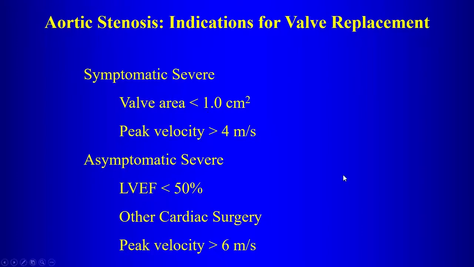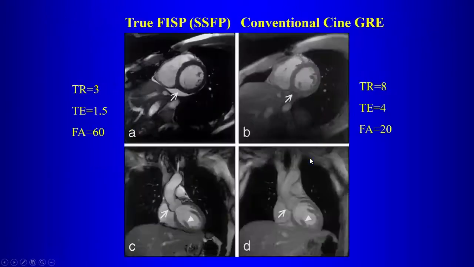Indications for valve replacement: if the patient is symptomatic, if the valve area is less than 1 centimeter squared, or if the peak velocity is greater than 4 meters per second. And then the rest of these are indications for asymptomatic patients who might have severe stenosis, if their ejection fraction is compromised, if they're about to undergo other cardiac surgery, or if the peak velocity is quite high, 6 meters per second indicated there.